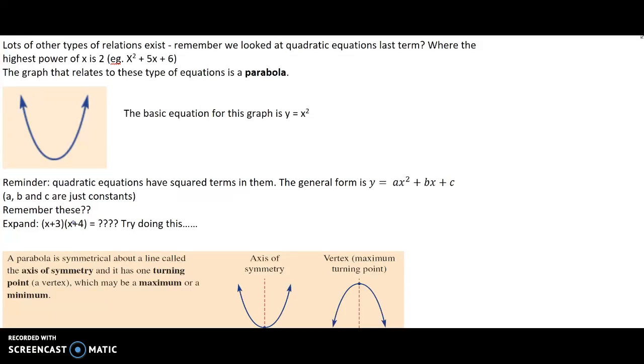I won't do that for you. Try doing that. Try expanding. And we end up with something which looks like x squared plus 5x plus 6. Now see how the highest power over there is 2?